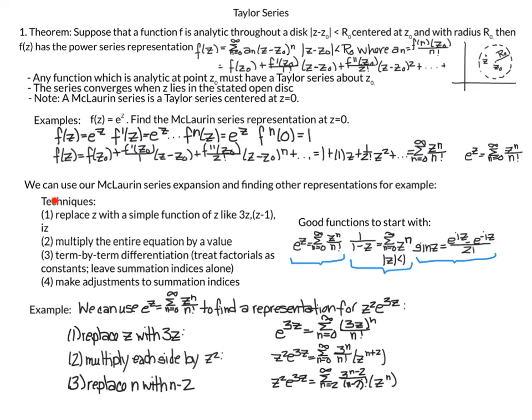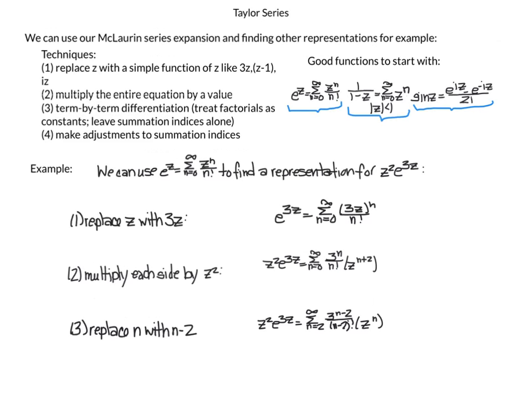And we can manipulate them by, one, replacing z in these formulas with a simple function of z, something like 3z or z minus 1, or i times z. Or we can multiply the entire equation by a value, or we can do term-by-term differentiation, treating factorials as constants, and we leave summation indices alone. Or we can make adjustments to summation indices. And this is the example we will do. And we start with an easy example.